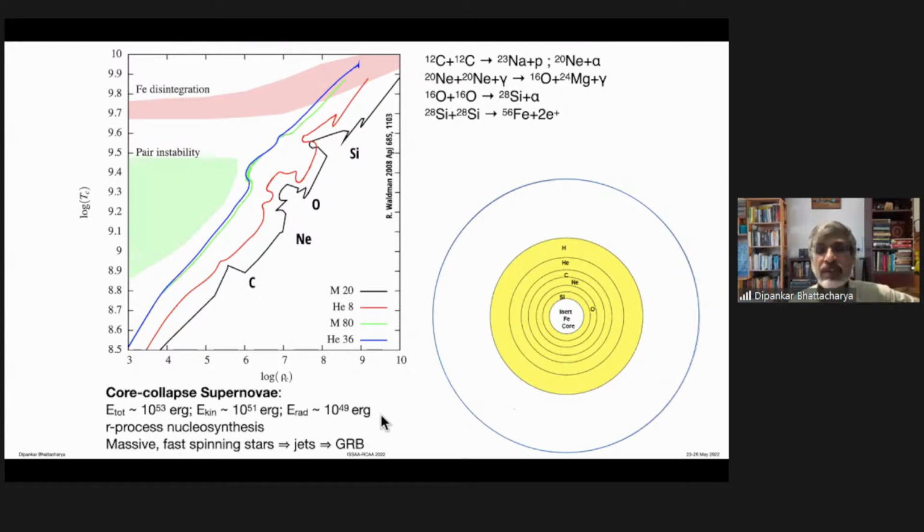And this explosion is called a supernova explosion. And this mechanism of driving a supernova explosion is called a core collapse supernova. In this core collapse supernova, typical energy budgets are 10 to the power of 53 ergs released in the core collapse, kinetic energy of 10 to the power of 51 ergs, and what is re-radiated from the envelope in the form of photons is about 10 to the power of 49.